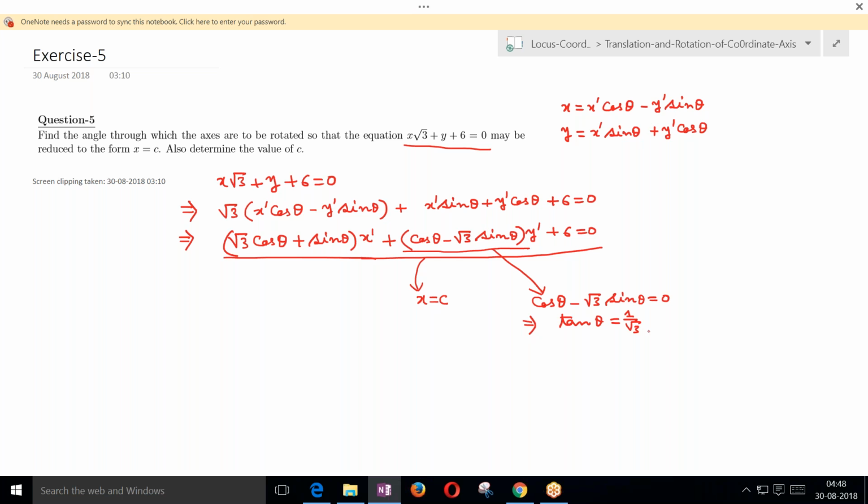So that implies tan theta, 1 by root 3, is tan pi by 6. So theta equal to pi by 6. By the way, theta equal to pi by 6 is not the only solution. We are finding only the acute value. So theta is equal to pi by 6, and that is the angle by which the rotation has actually happened.